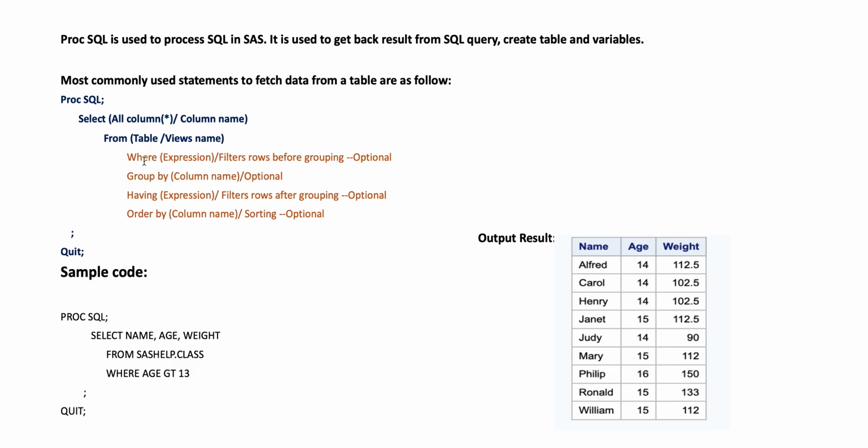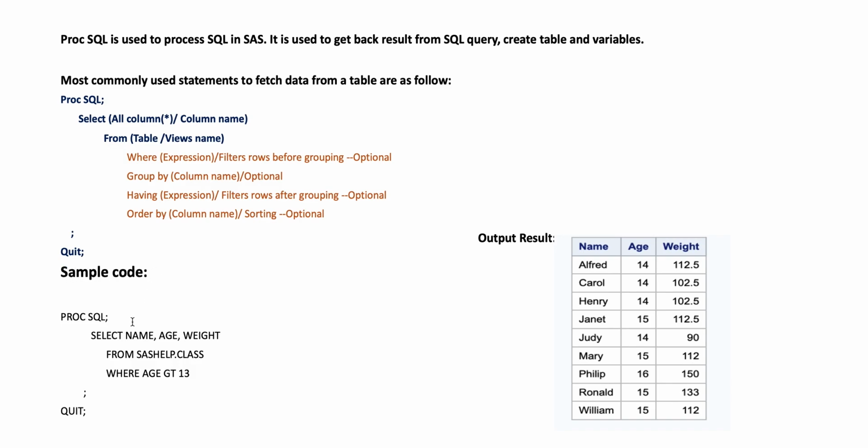optional. Where filters rows before grouping, optional. Group by groups data by a certain column, optional. Having filters rows after grouping, optional. And order by is used to sort the data, it is optional. Semicolon, quit and semicolon. This completes the SQL code. That means it starts from proc SQL semicolon and ends with quit semicolon.